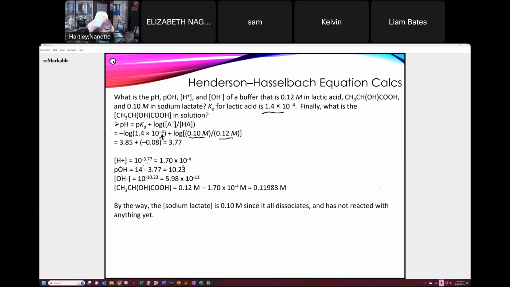My pOH is 14 minus the pH, which is 3.77, gives me 10.23. The OH minus is 10 to the negative pOH. That gives me 5.98 times 10 to the minus 11th. And the concentration of CH3CHOHCOOH equals the initial concentration that I had minus that 1.70 times 10 to the minus 4th, which gives me this here. Okay. Questions about that?